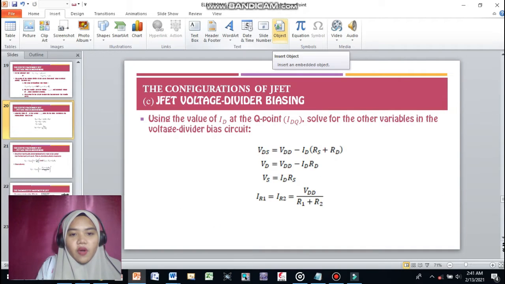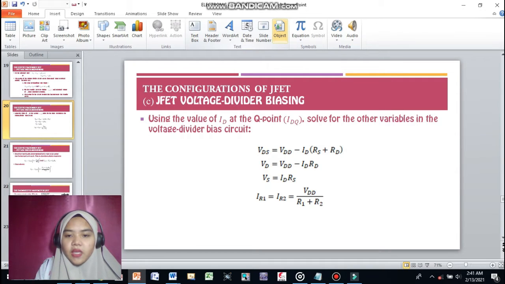Using the value of ID at Q point, IDQ, solve the other variables in the voltage divider bias circuit. VDS equal to VDD minus ID in bracket RS plus RD. So VD equal to VDD minus IDRD and VS equal to IDRS. So it will give IR1 equal to IR2 equal to VDD over R1 plus R2.